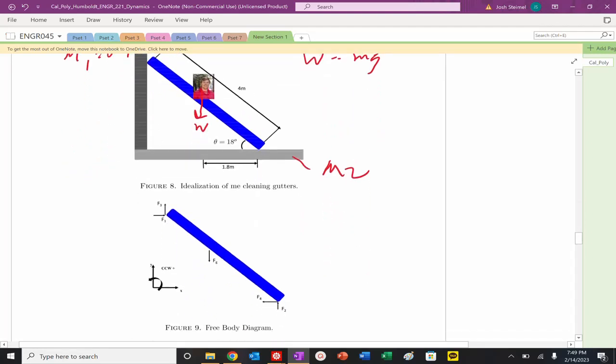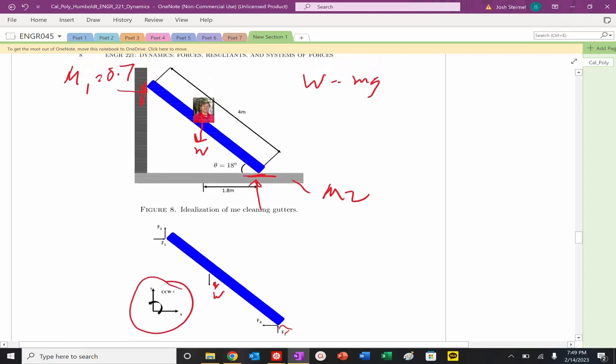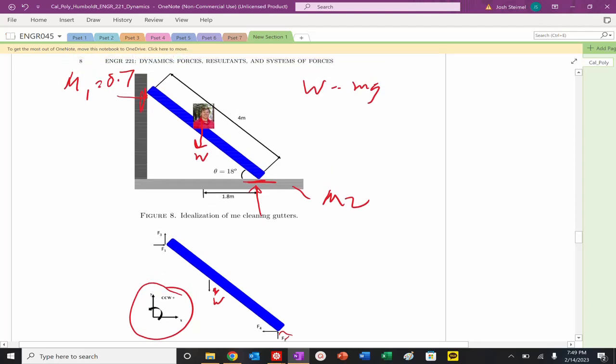What's our next step? Coordinate system. This is weight. Coordinate system here, and I know there's going to be a reaction force like this, F1, and a reaction force here, F2. Now, friction. Friction needs to be tangent to the surface, but also opposite the direction of impending motion. If this ladder slips, the motion goes this way, and then down here. So my friction has to oppose this motion.